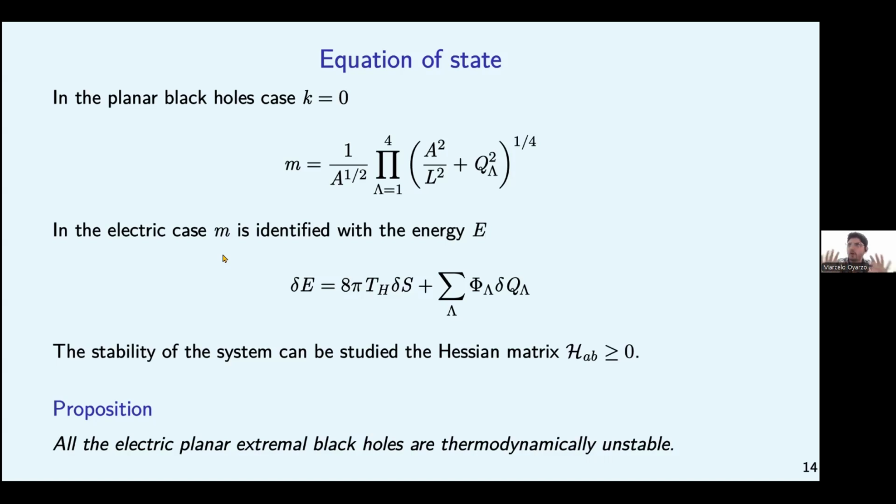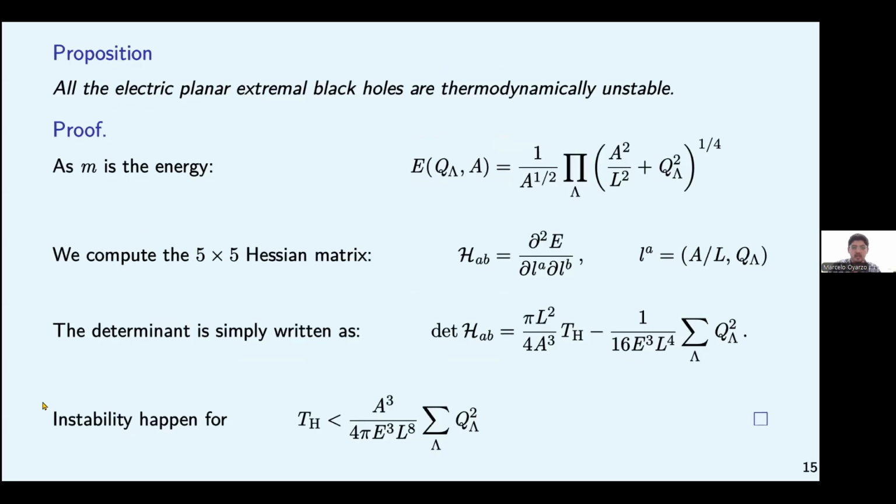You can compute the Hawking temperature and the chemical potential that allow you to have regular gauge fields at the horizon in the Euclidean version. Okay, so one can study the stability of these black holes. Okay, and what happens is that you can study the Hessian matrix. And what happens is summarized in this proposition that I will show to you, that all electric planar extremal black holes are thermodynamically unstable. Okay, and the proof goes as follows.